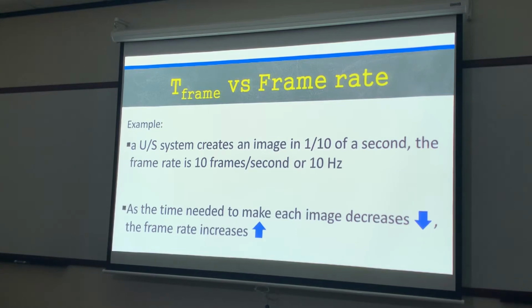So when it says that, does that mean one frame takes 10 seconds? No, 1/10 of a second, 0.1 second, to create one image. That is the TFrame. And the frame rate is 10 frames per second. If I'm creating an image in 1/10 of a second, that means I'm creating 10 frames per second. You got it?